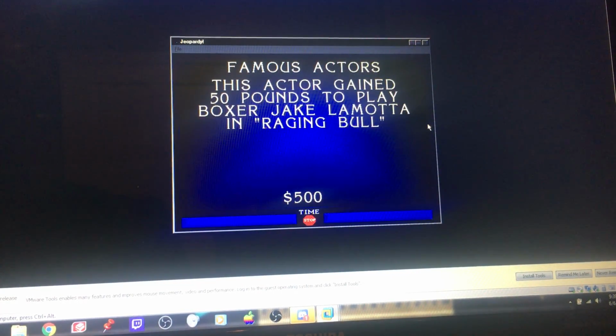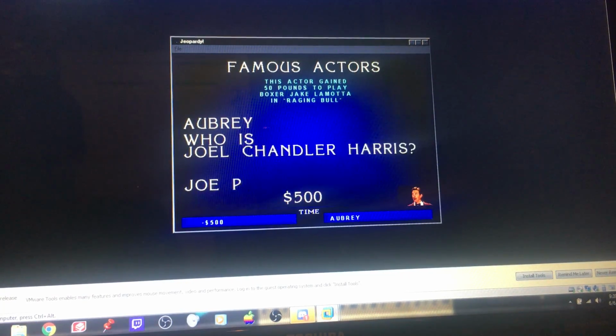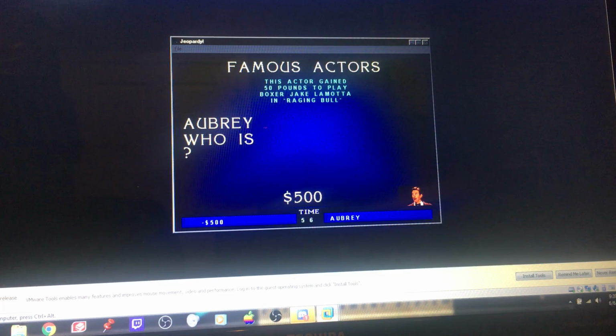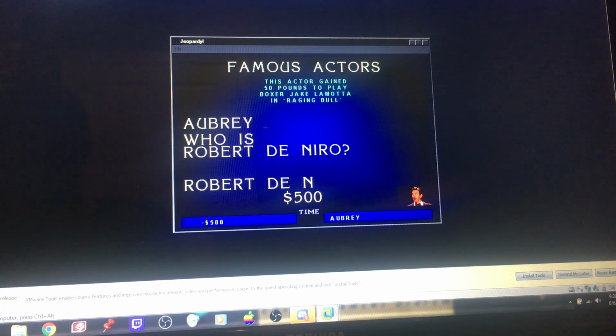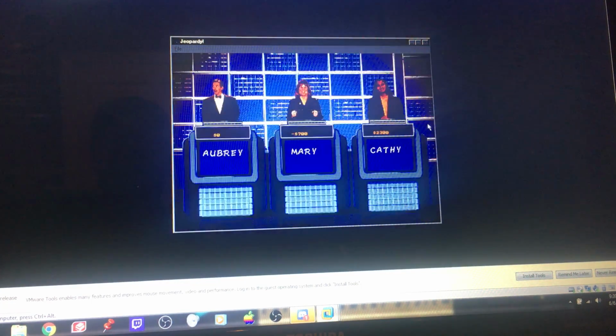Now the last clue. This actor gained 50 pounds to play boxer Jake LaMotta in Raging Bull. Who is Joe... No, not Joe Pesci. Who is... Robert De Niro. You got it. And I am out of the hole and in second place.